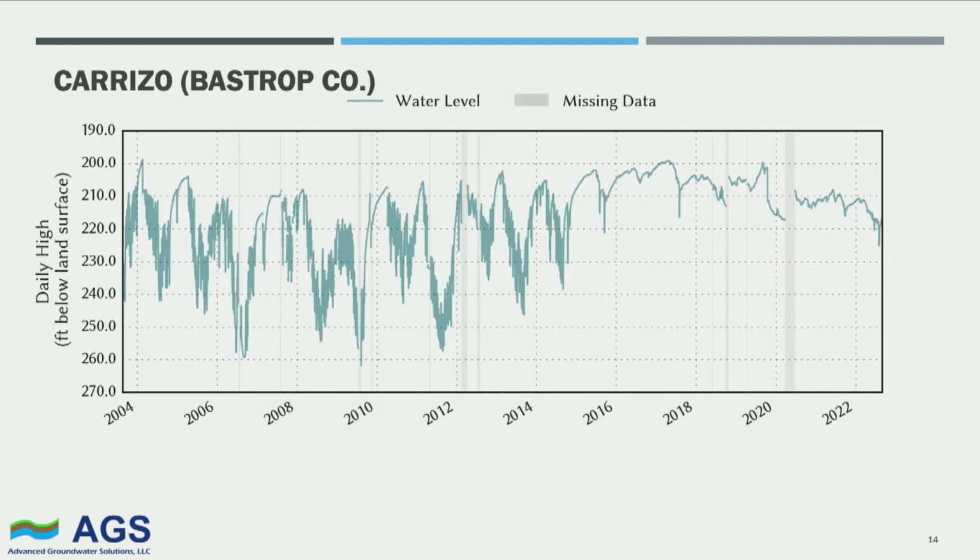Carrizo, just moving through some more hydrographs here. Obviously, this well going back to 2004. Overall, the trend looks pretty flat. Not a whole lot of big movements. You can see a lot more activity right around this well, whether it's a pumping well or close to a pumping well. And then after 2016, you see a little bit lighter response.